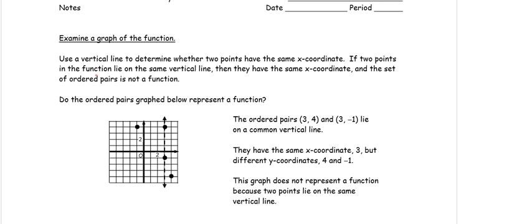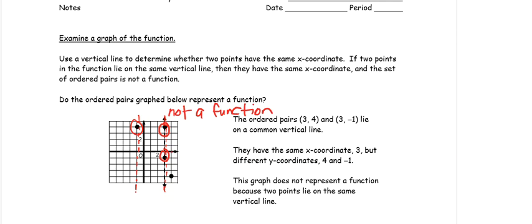What the vertical line test means is when you draw vertical lines, so I'm drawing a vertical line down this point over here. Does it hit more than one point? No. It's just only hitting this point. When you draw a vertical line here, you are hitting this point and this point. That one line is telling you that this is not a function.